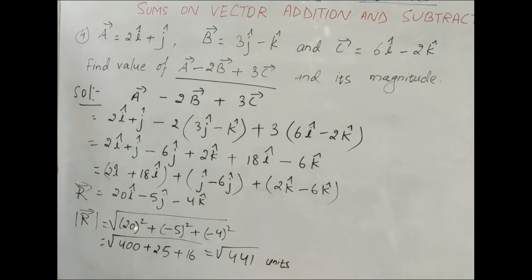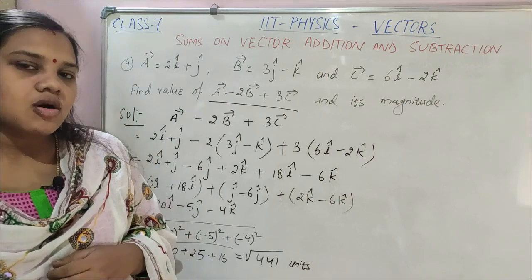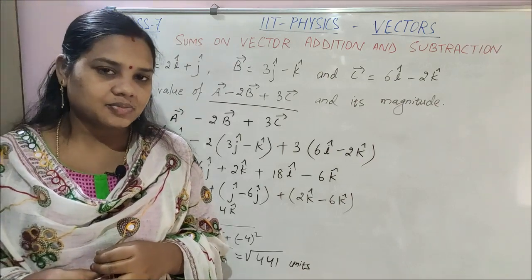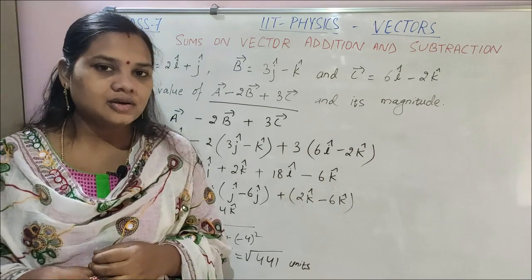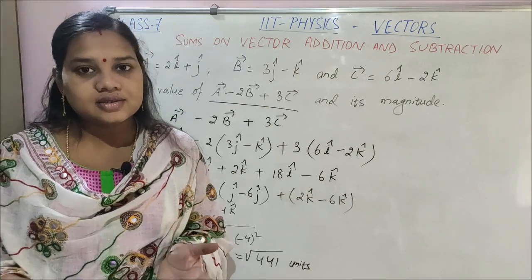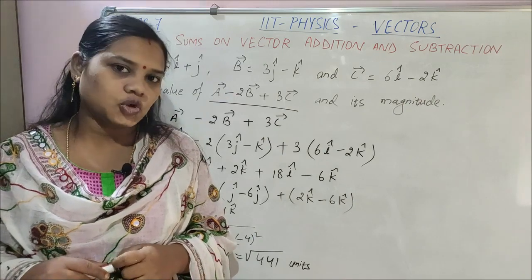Write neatly. So this is for today, children. Today we did some sums on vector addition and subtraction. Here we complete this chapter of vectors. In the next class we will go to the next chapter with a new topic.